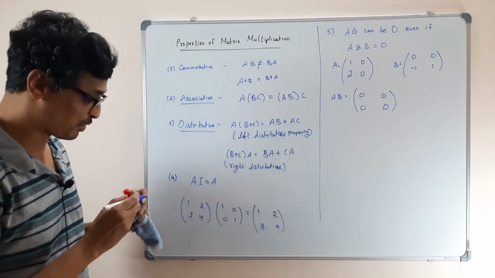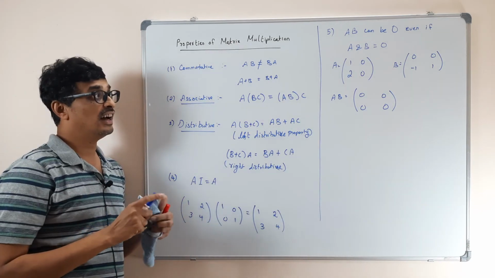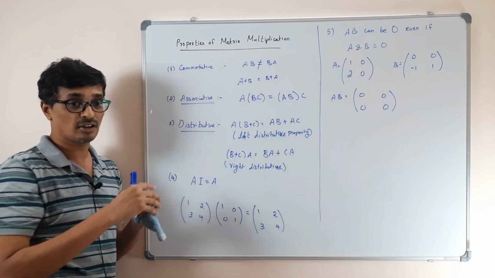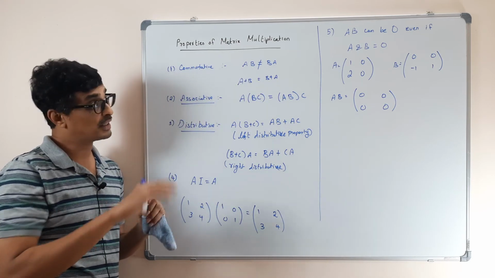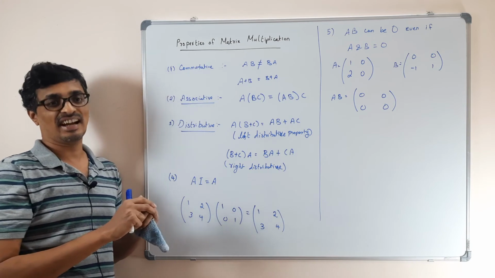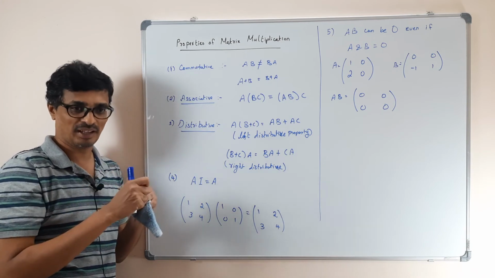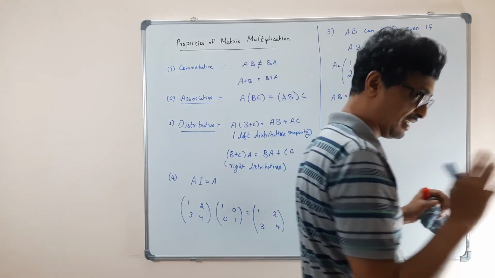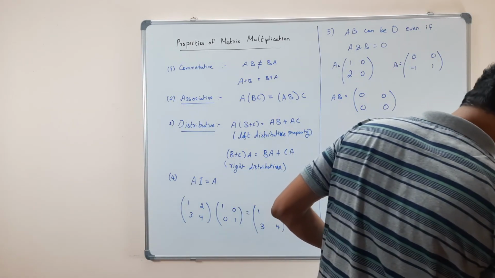So this is an interesting property. Even though the individual matrices are not null matrices, their product can become a null matrix. Unlike your normal multiplication, where x into y equal to 0 means x is 0 or y is 0, we can't do that here. Okay, so this is one of the other properties.